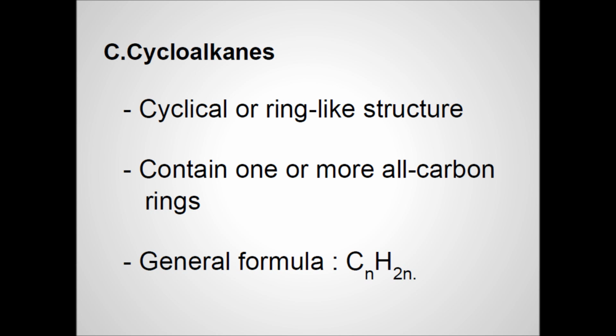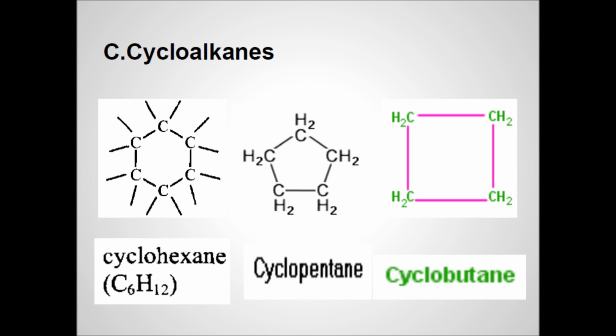Like other alkanes, they are saturated compounds. All of the C bonds are single bonds. They contain one or more all-carbon rings. The general formula for a cycloalkane is CnH2n. There are no cycloalkanes of 1 or 2 carbon chains. Now let's learn about how to name them.